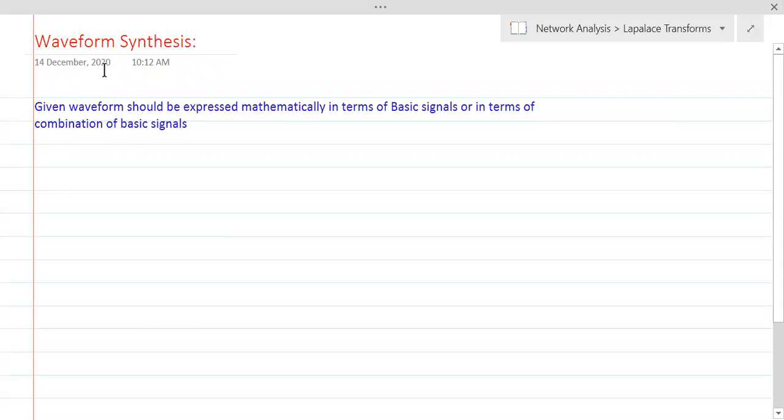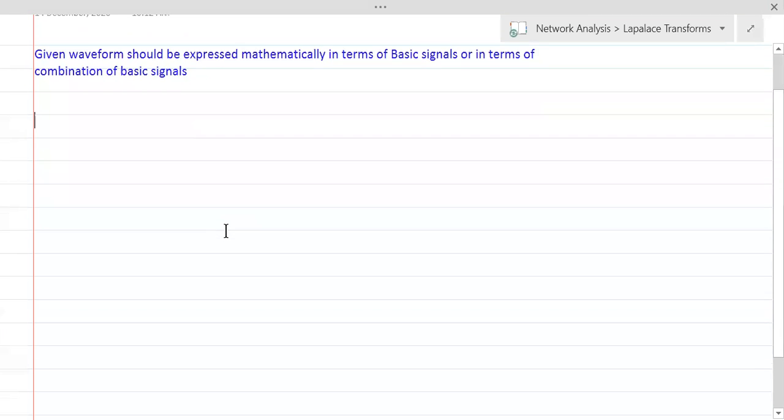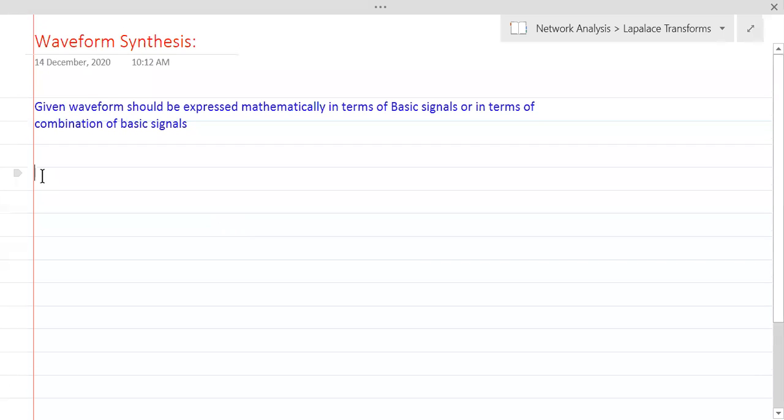So how to generate a waveform? You would be given a waveform which can be expressed in terms of the basic signals or in terms of the combination of different basic signals. So that is what we need to learn here. Okay, so there will be sketching of signals in this particular topic. So let's move on with the first waveform synthesis problem.